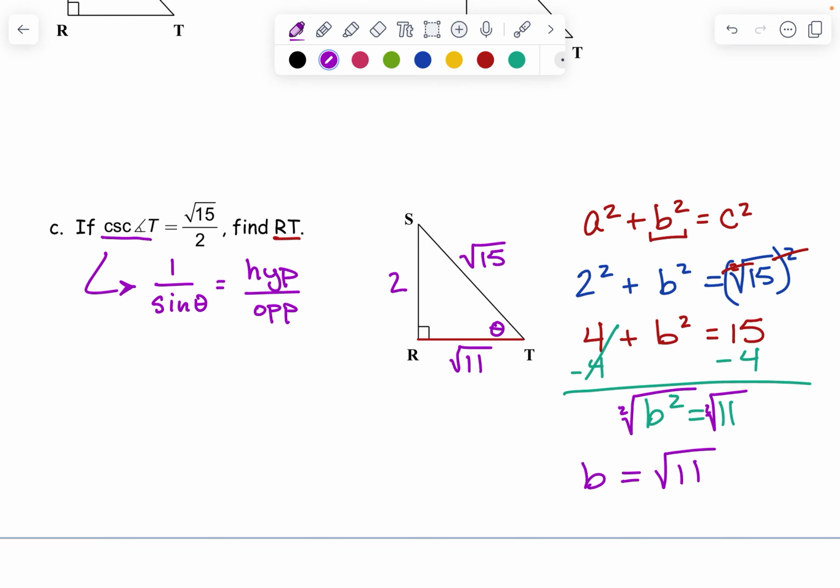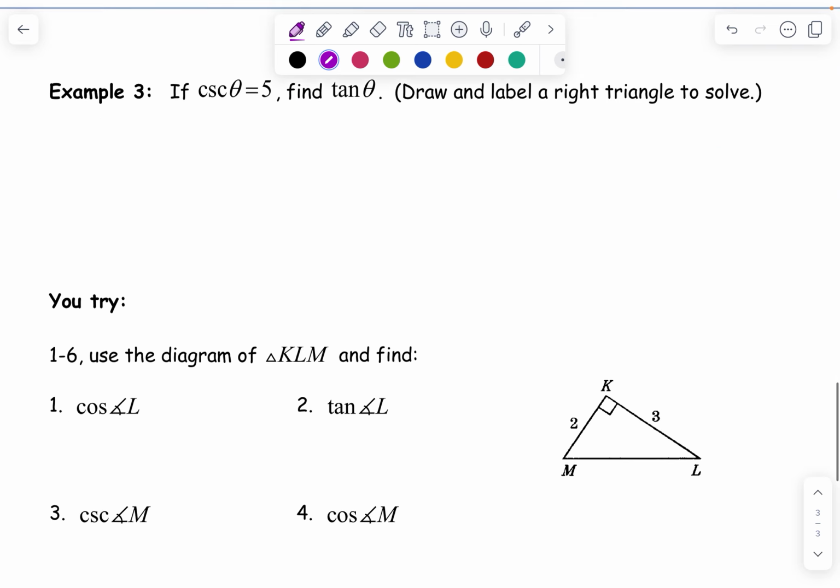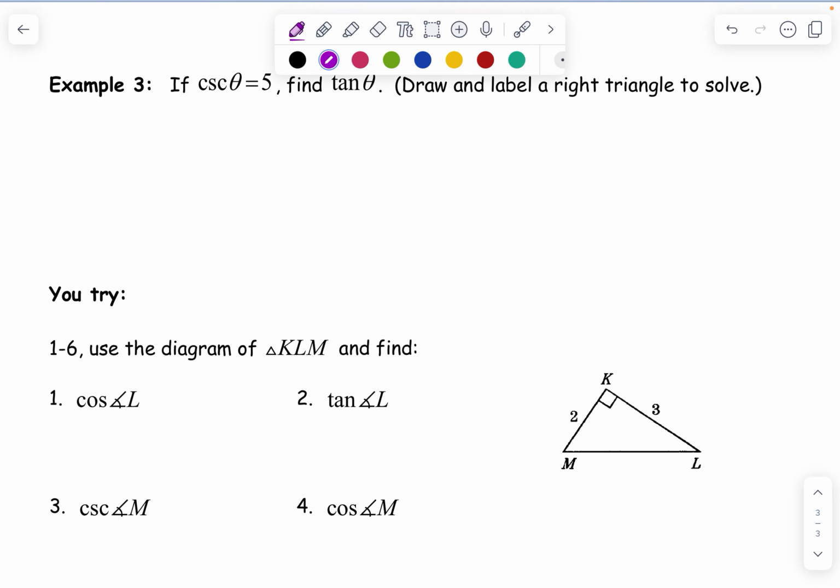and is my final answer. Now, for example 3, we're going to have to draw a right triangle to solve it. So let's go ahead and start with that step. Draw a nice little right triangle here. All right. So what they tell us is that the cosecant of theta is 5. So where is theta? It honestly doesn't matter. Pick any angle and make it theta.